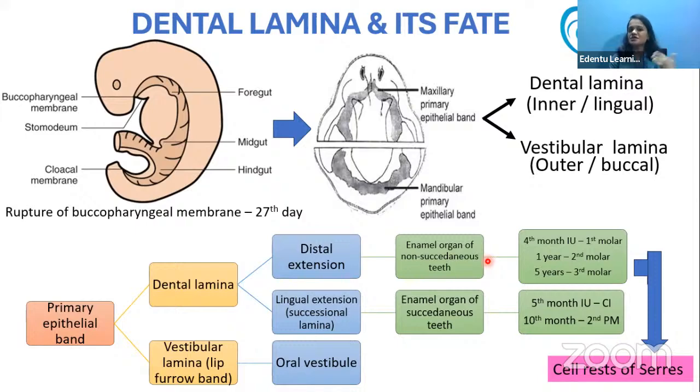Now what are non-succedaneous teeth? Non-succedaneous teeth do not have a predecessor. That is, they are getting formed directly.